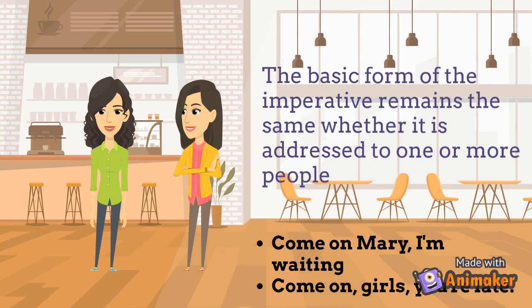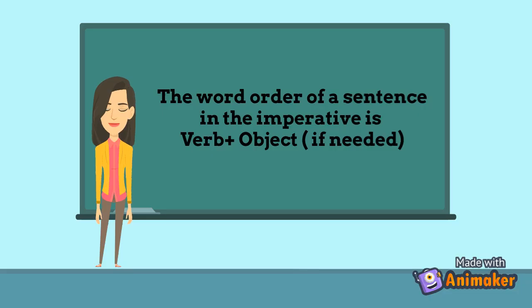The basic form of the imperative remains the same, whether it is addressed to one or more people. Come on, Mary, I'm waiting. Come on, girls, you're late. Although a sentence is complete when it contains both a subject and a verb, an imperative does not have a subject.